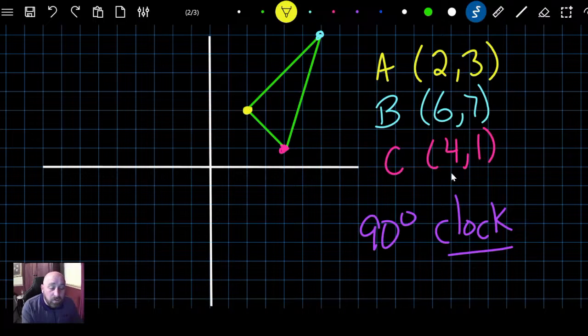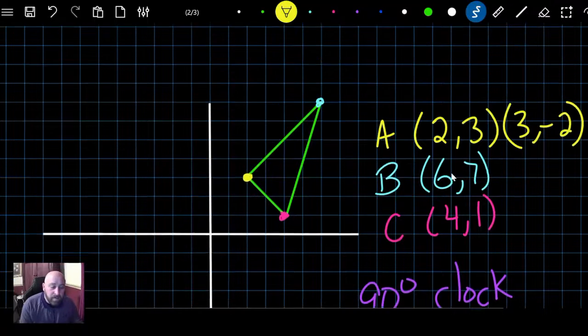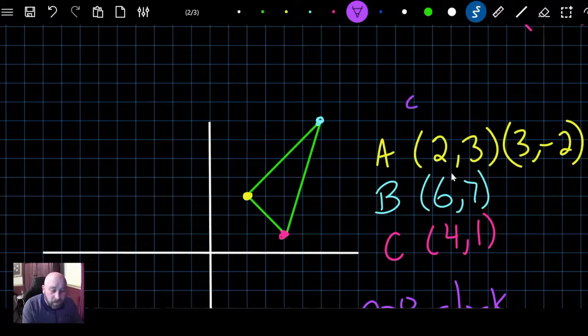So for the new yellow point, we're going to multiply the x by -1, so that's going to give us -2, but we're going to swap them, so we're going to get 3 comma -2. That's our new point. So let's call this the old, and we'll call this the new.